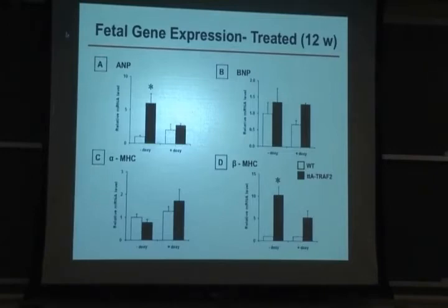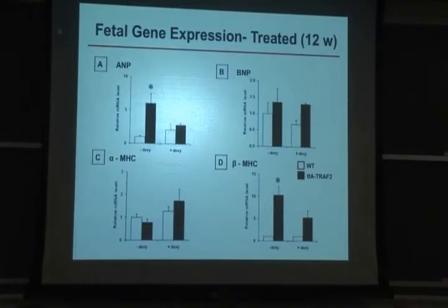Alpha myosin heavy chain, which we talked about before, actually goes down in the model that develops heart failure and goes back up in the mice given doxycycline, though not significant. We have to do a few more mice. And then the beta myosin heavy chain, which goes up, is actually reversed. So there's a partial reversion of the fetal gene program.